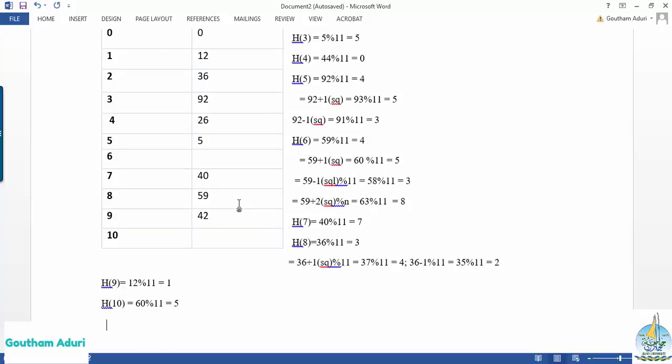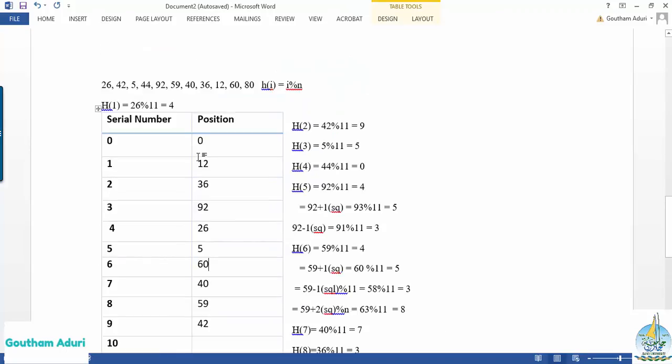Now plus 1 square, 61. 60 plus 1 square is 61 mod 11. I'm just going fast because you know the logic behind it. I'm just adding 1 square and then going backward, 1 square plus 2 square up to n square. You can just go on. So 61 mod 11 is 11 5 is 55, and then it's 6. So sixth position, it's going to be 60.